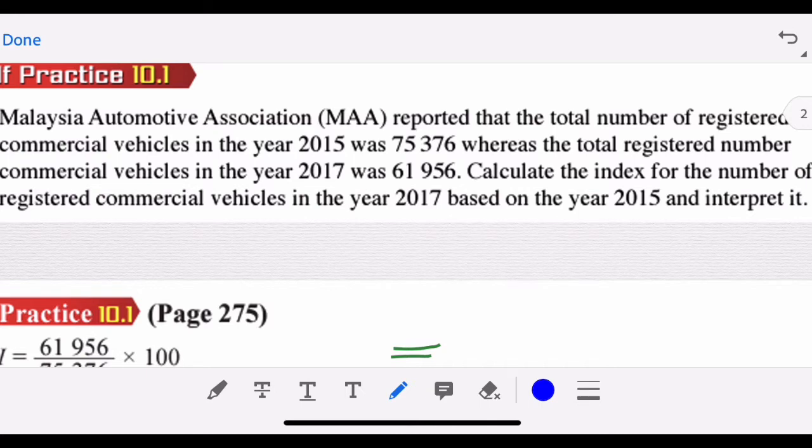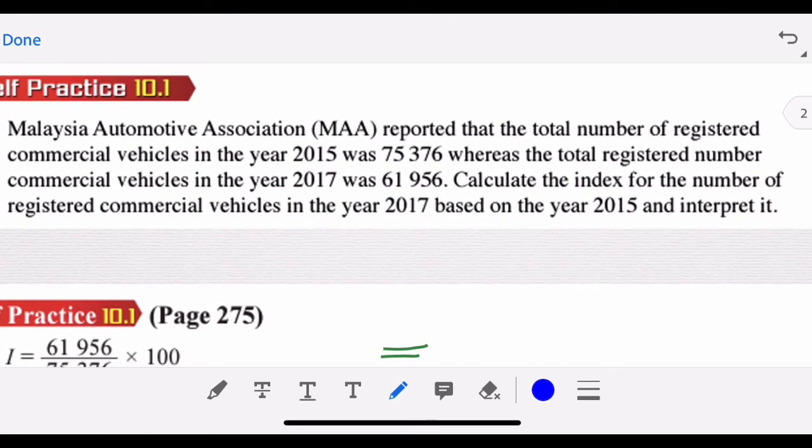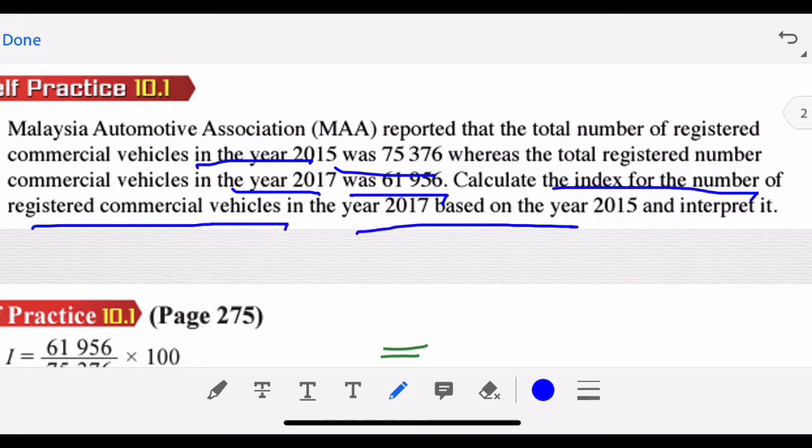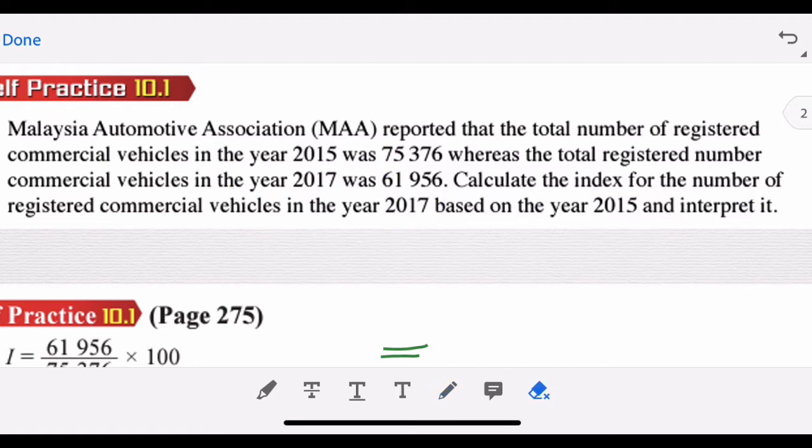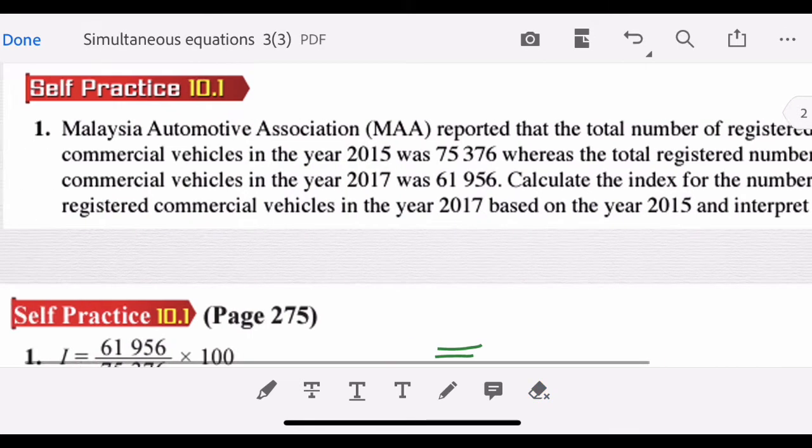Malaysia Automotive Association (MAA) reported that the total number of registered commercial vehicles in the year 2015, let's highlight, year 2015, was 75,376 commercial vehicles, whereas the total registered commercial vehicles in the year 2017 is 61,956. Calculate the index number of the registered commercial vehicles in the year 2017 based on the year 2015 and interpret it. Now basically when you do index number, we always highlight the base year.